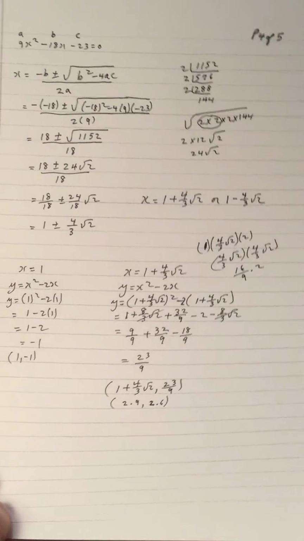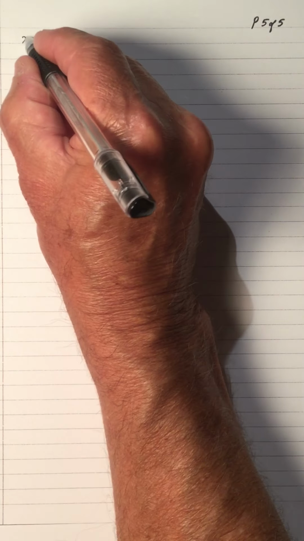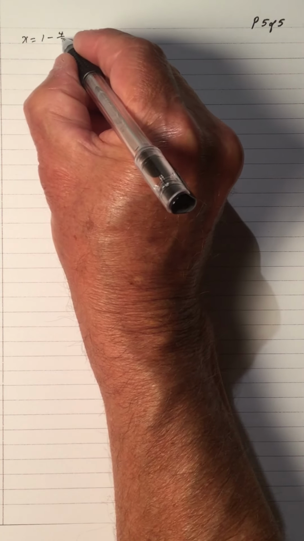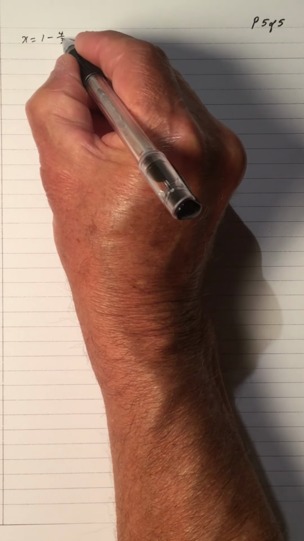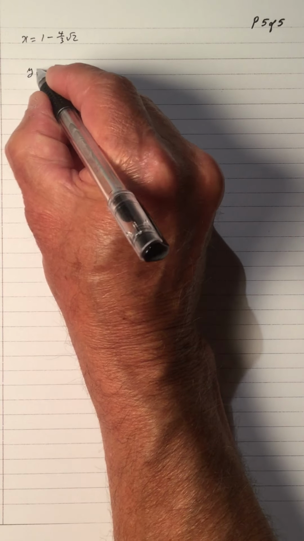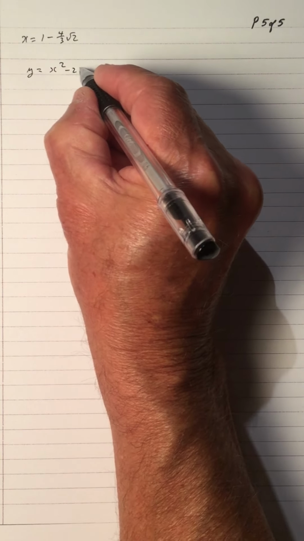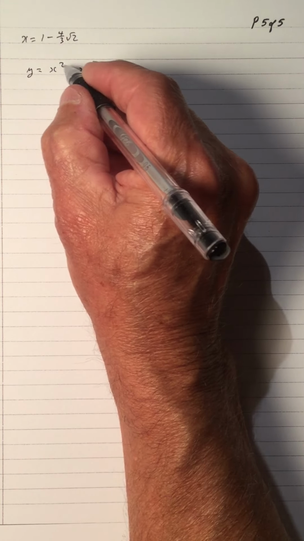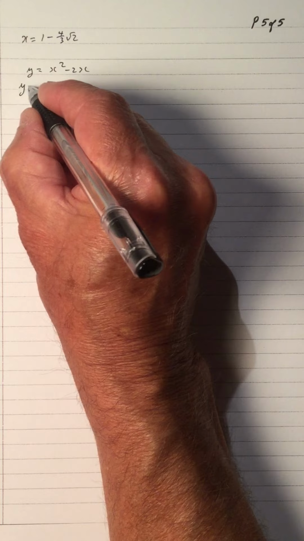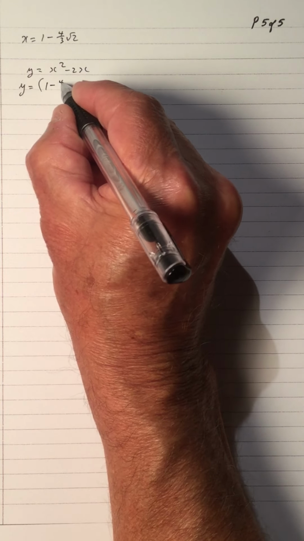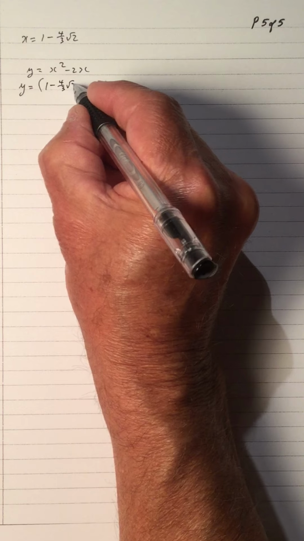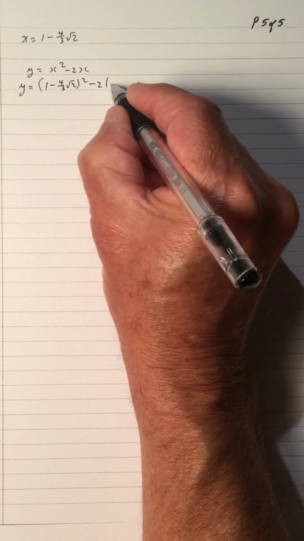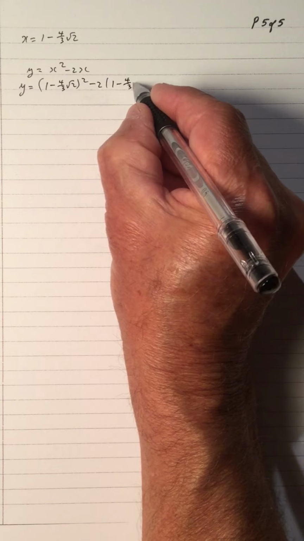Okay, now we got one more x-coordinate to do, and that one is x equals 1 minus 4 over 3 root 2. The other one was 1 plus 4 over 3 root 2. So we're going to sub that into the parabola, which is y equals x squared minus 2x. So y equals 1 minus 4 over 3 root 2, squared, minus 2 times 1 minus 4 over 3 root 2.